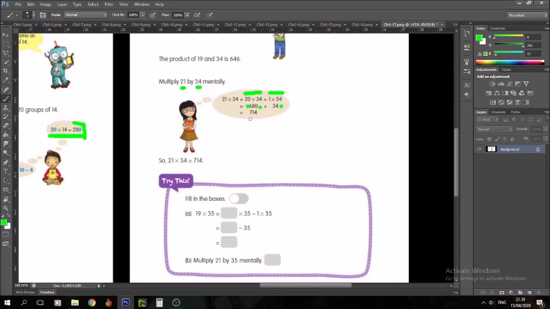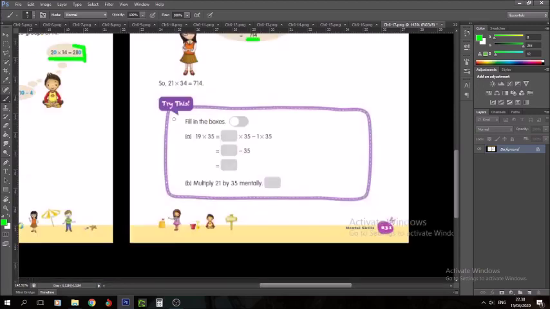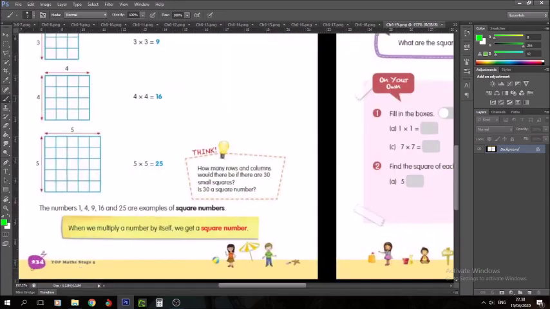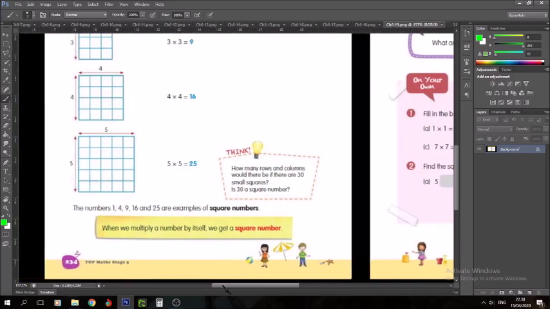The result is 714. Try this. First, on A, use the steps, and on B, try multiplying. You don't need to write the steps, but try to multiply it without using calculator or counting paper. Next, I will skip page 232 and 233. We go straight to page 234.